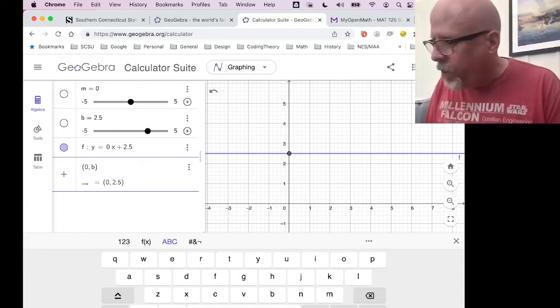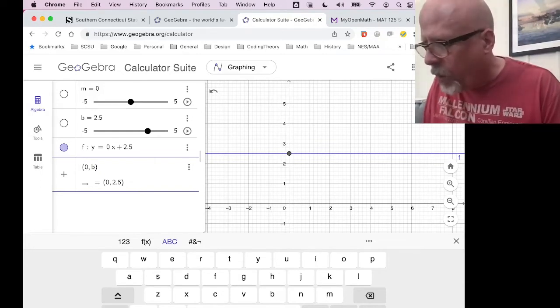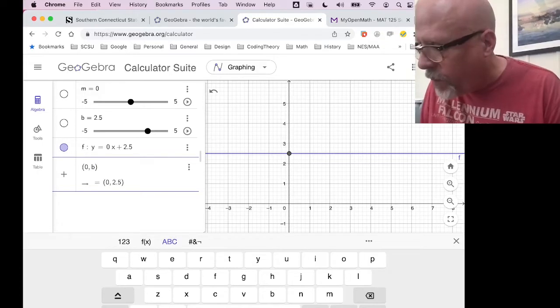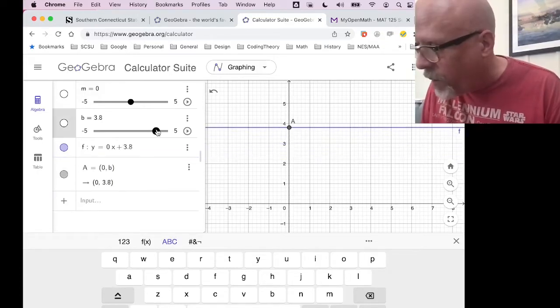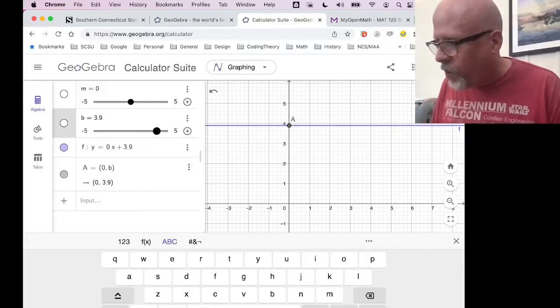You may have noticed that b changed. I had it at 4 and now it's at 2.5. That's because I paused the recording for a second and changed things. So if things jumped on you, that was why.